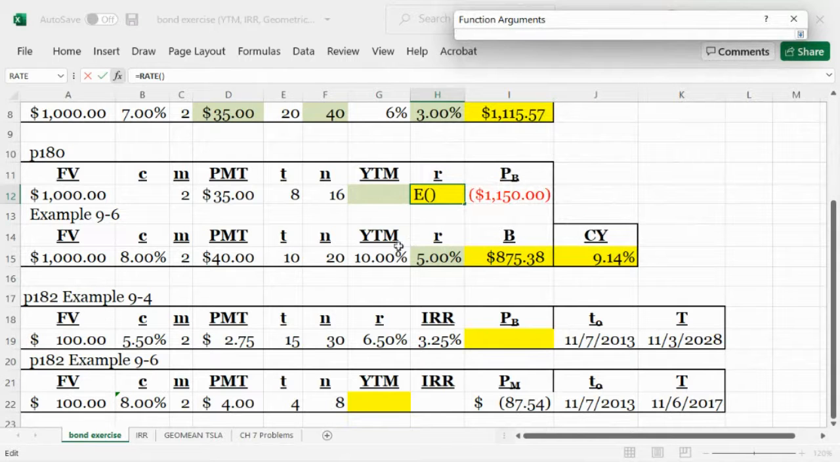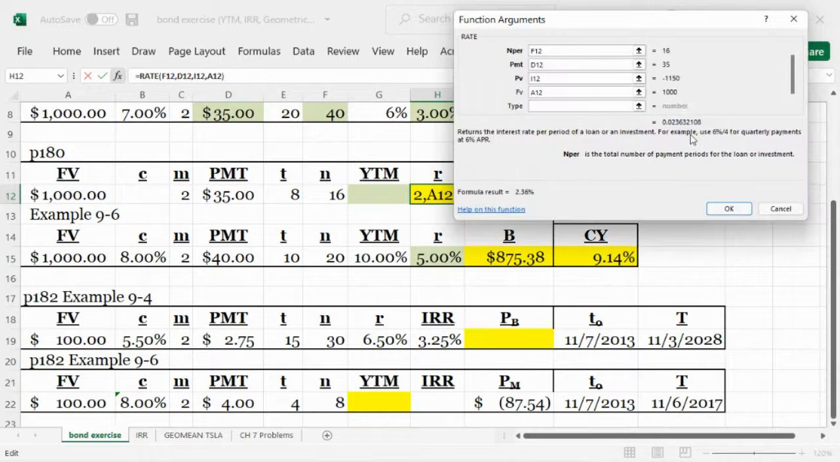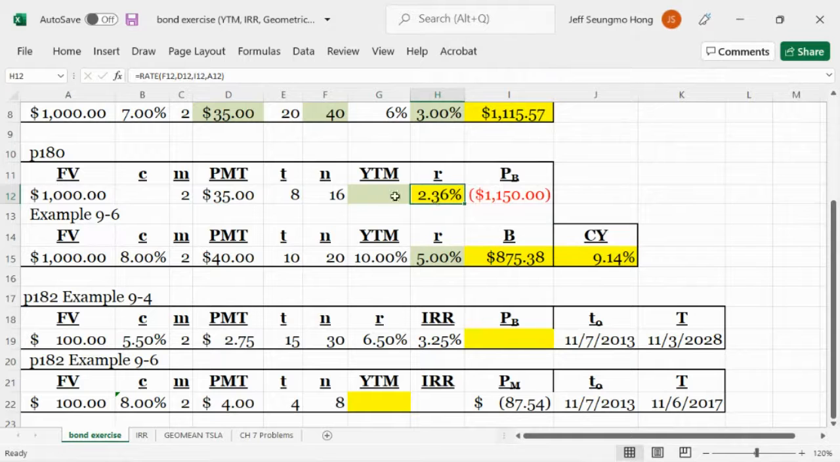Give it what it's asking for. End period, there you go. Payment, there you go. Present value, there you go. It's already negative because it's a cash outflow, you just enter it. And the future value, right? Hit enter. Comes to this. Then that times 2 will give you the yield to maturity. Okay, all right.